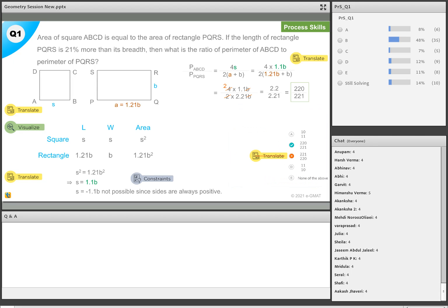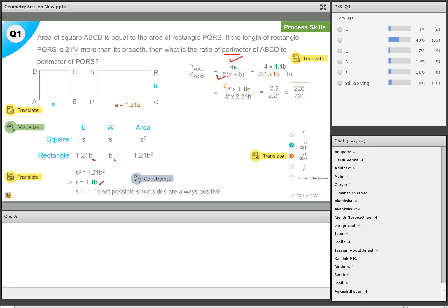Now, what do I need to calculate? I need to calculate the ratio of the perimeter of ABCD to the perimeter of PQRS. So for ABCD, the perimeter is equal to 4S. For PQRS, it's twice of A plus B. You simply use this information. You use the value of S, which is equal to 1.1B, and then you have the values of the length and breadth of the rectangle.